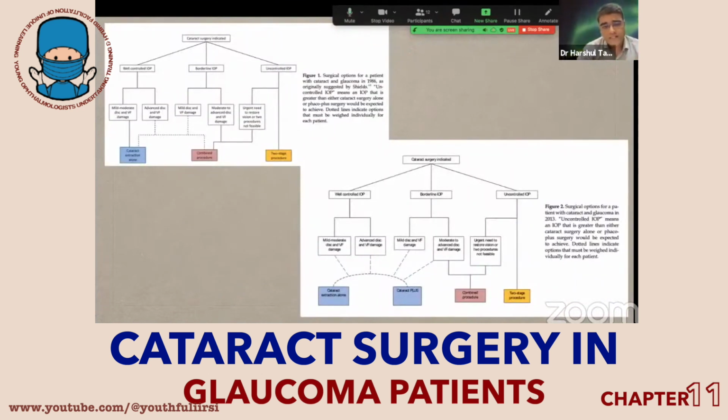If we look at the flow chart and the decision making in cataract surgery indicated patients of glaucoma, this was the flow chart published in 1986 by Shields, and this is the flow chart given in 2013. We see that in patients in whom cataract surgery is indicated, if the patient has well-controlled IOP or a borderline IOP, more and more surgeons are going toward cataract extraction alone or cataract plus glaucoma surgeries. Only in uncontrolled IOP patients is the two-stage procedure required, or if there is an urgent need to restore vision, a combined procedure may be planned.